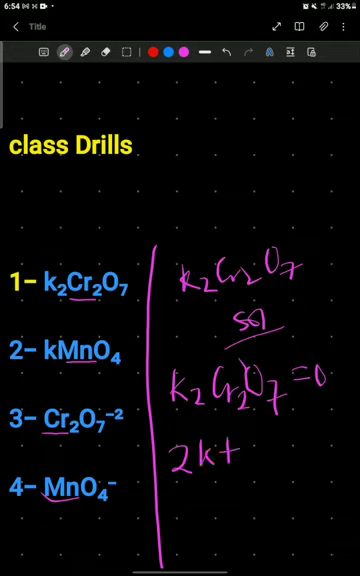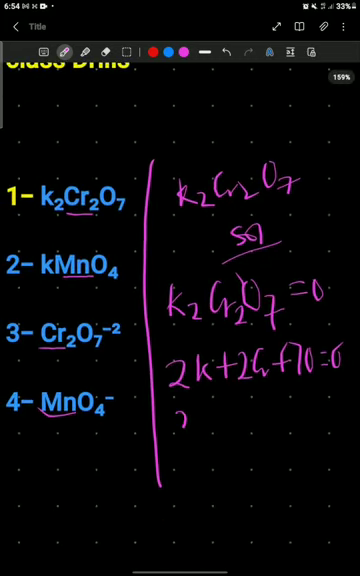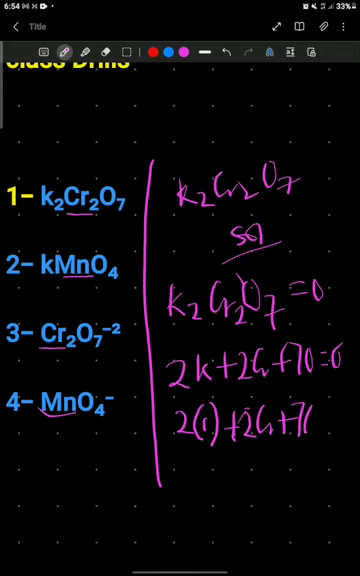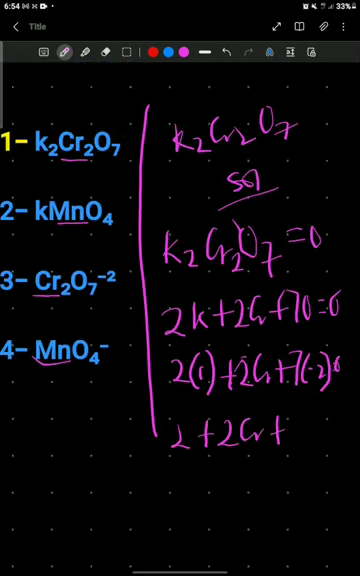So K2Cr2O7 should be equal to 0. Then from here we have 2 potassium plus 2 chromium plus 7 oxygen is equal to 0. Potassium belongs to group 1, so that's 1. We don't know chromium. Oxygen is minus 2 in this type of compound, because it is not a peroxide and it's not fluorine. So 2 times 1 is 2, plus 2Cr, plus 7 times minus 2, that's minus 14.